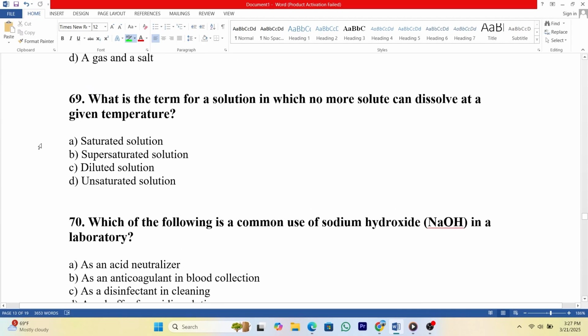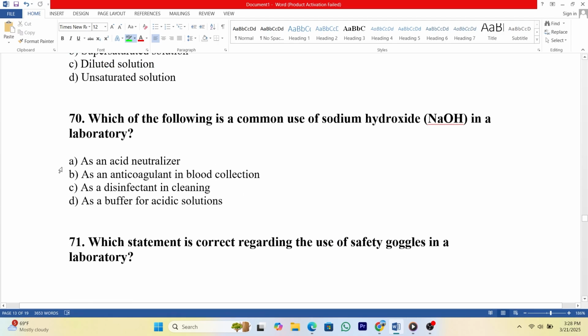69. What is the term for a solution in which no more solute can dissolve at a given temperature? A. Saturated solution. B. Supersaturated solution. C. Diluted solution. D. Unsaturated solution. Answer: A. Saturated solution.